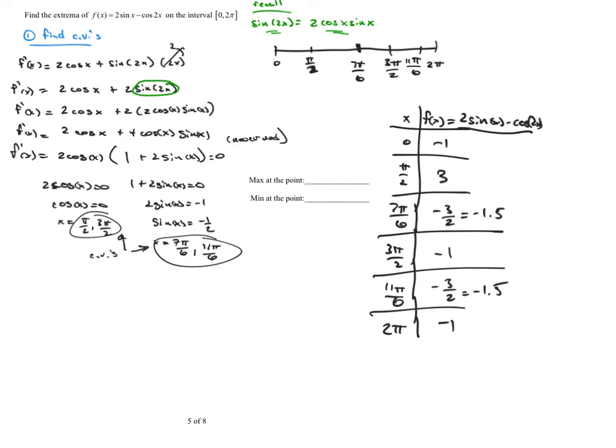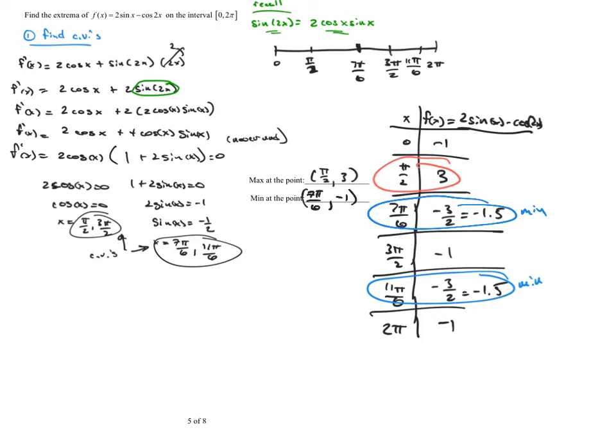So I'm going to go ahead and look through this again. I'm looking at my y values. I'm saying which is the highest and which is the lowest. It seems that the highest occurs at pi over 2 with a y value of 3. So that's going to be my maximum, pi over 2, 3. And then if I look at the minimum, I'm looking for the lowest y value. It actually looks like we have 2 points that are the minimums. Those 2 points being 7 pi over 6, negative 1.5, and also 11 pi over 6, negative 1.5. So both of those would be my minimums.